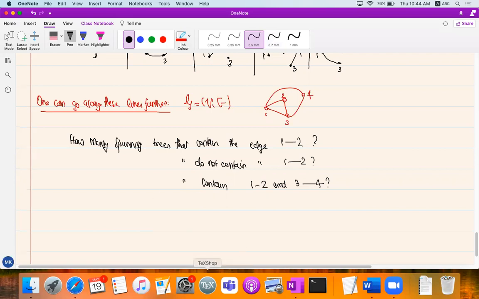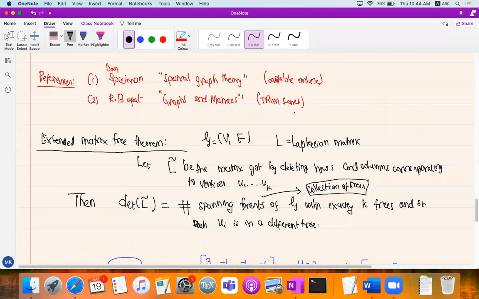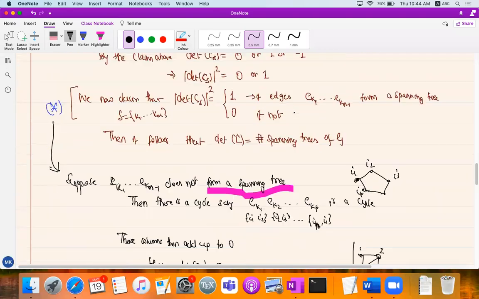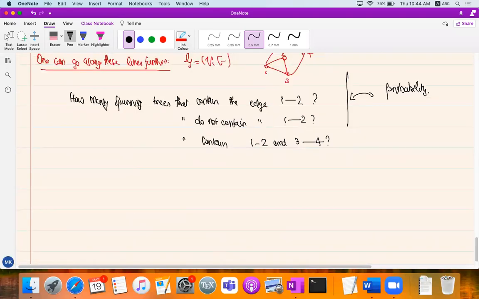This is very closely related to probability, by the way. These questions are related to probability. In this setting, probability is just weighted counting. So what is probability? Of all the spanning trees, if I pick one at random, what is the chance that it will contain the edge 1 to 2? That is just the number of spanning trees that contain the edge 1 to 2 divided by the total number of spanning trees. For the total number, we have a formula, namely the determinant of L hat. But what is the formula for this?